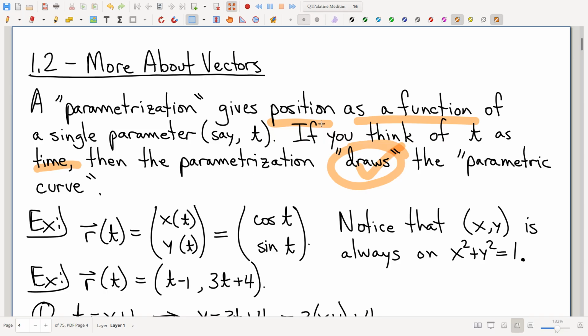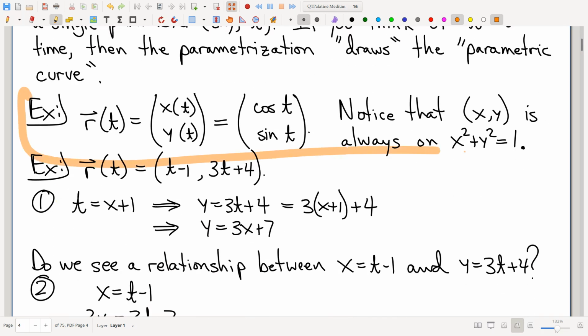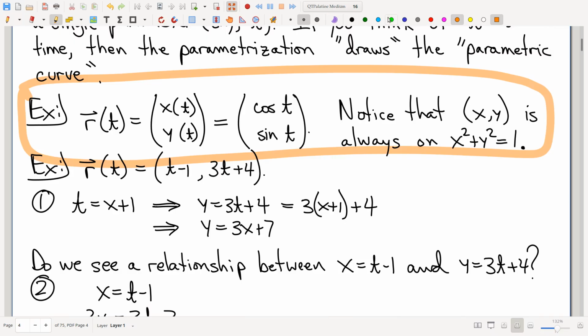So here, let's see an example. Whoops. Here's an example. Position, x comma y, compactly denoted as r vector. Position as a function of time. Right? So this is a parameterization, and specifically these coordinate functions are cosine t and sine t.